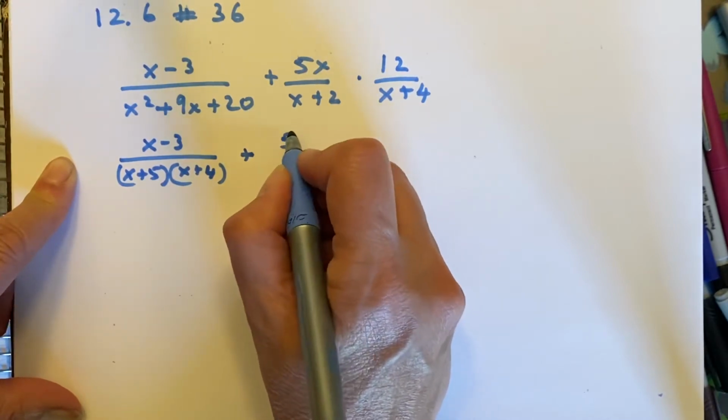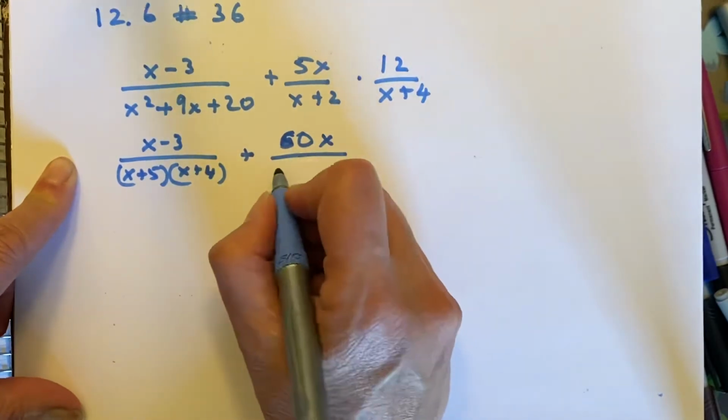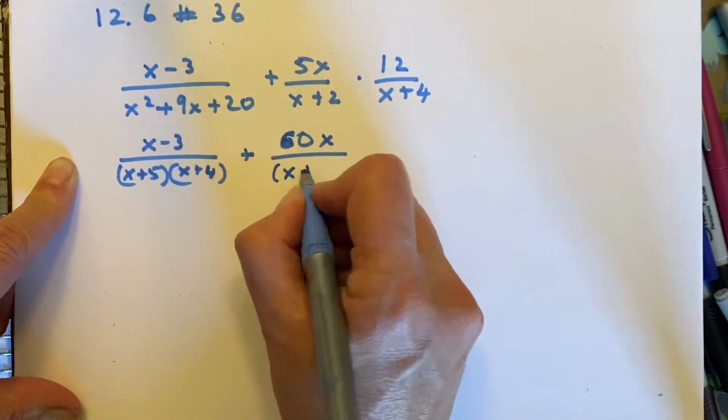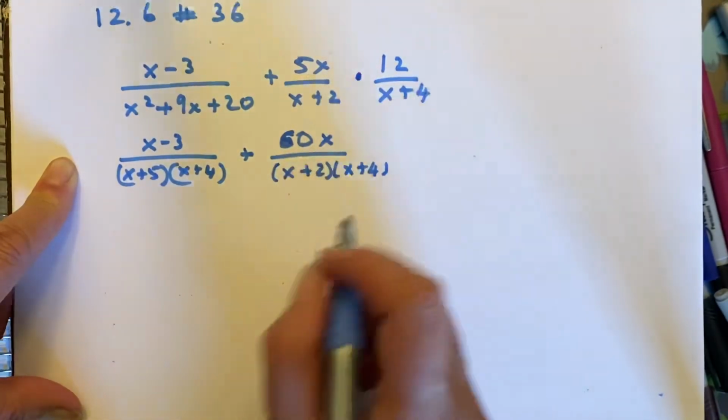5x times 12, so 60x over x plus 2, x plus 4. If you remember, these are multiplied, right?